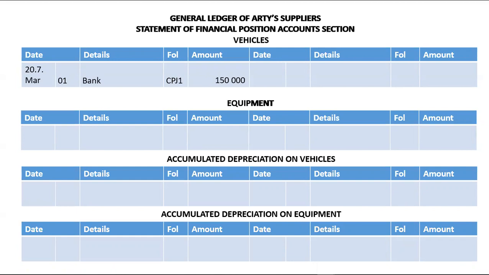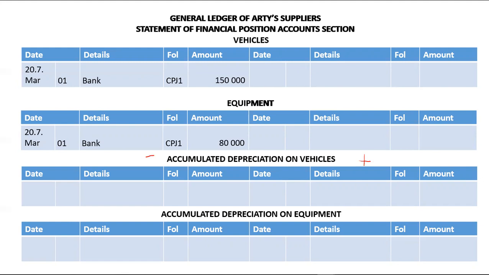All right. And then for equipment, we're going to have the same thing. Equipment will increase on the debit side. We will have bank because that was also paid for in cash, and it will be in the CPJ. The cost price for equipment was 80,000. Accumulated depreciation on vehicles, as I have specified, is used to devalue your asset. Therefore, this account will be minus plus, meaning that it will increase on the credit side.